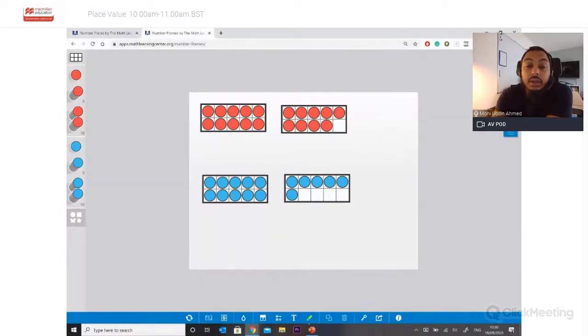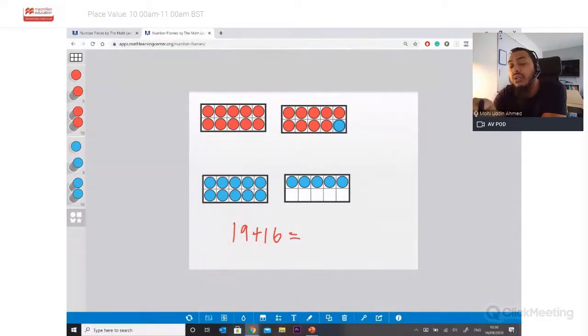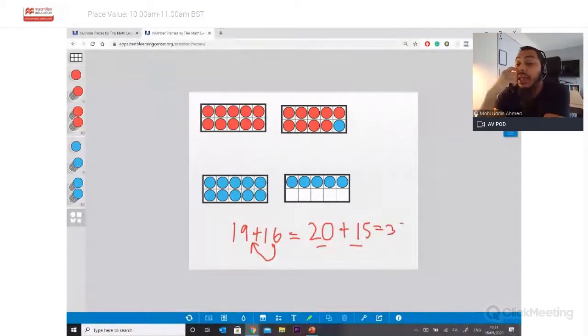19 add 16 is actually the same as, if I move this one here, 19 is just one off the 20, and 16 is a 10 and 5 and 1, or 10 and 6, and I can move this one to the 19 to make 20. So this is the same. 19 add 16 is the same as 20 add 15. I can take one from the 16 and give it to the 19, and I'll have 20 and 15. And that mentally is a lot easier to do, right? 20 add 10 is 30, add 5, 35. That mentally is easier to do.